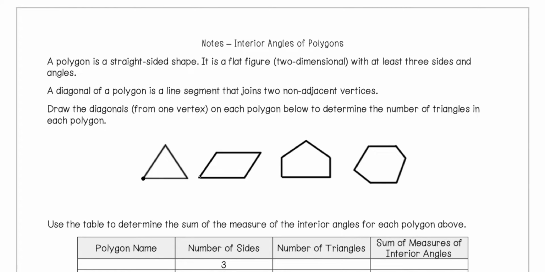In our quadrilateral, if we start in this corner and we want to try to connect it to a non-adjacent vertex, we are going to go across the shape and we can create this diagonal. If I start in that same one and I go across the bottom, it's not creating any new triangles. So this quadrilateral is really broken up into two triangles.